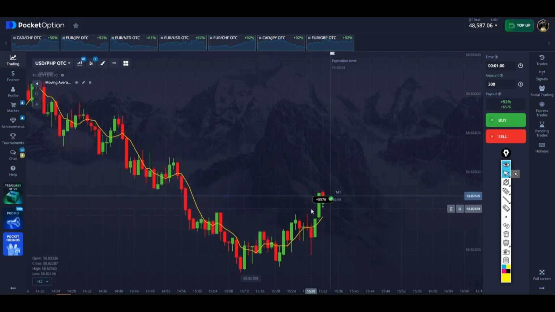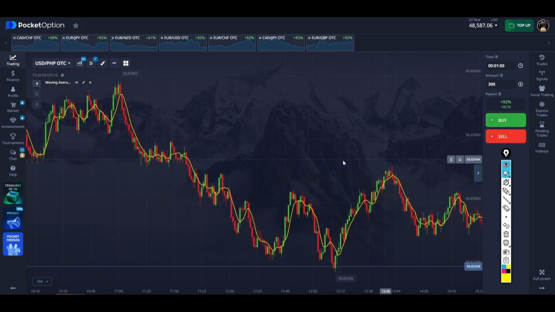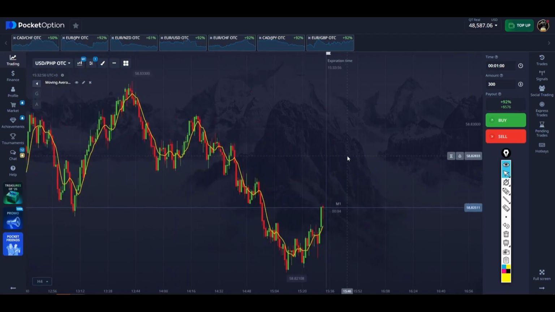Perfect. This trade also closes in profit, guys. At this point, we can actually lock in the results. I hope it's clear to you how this strategy works.